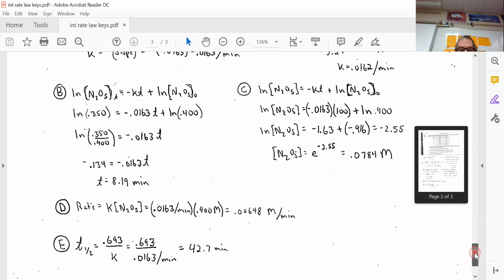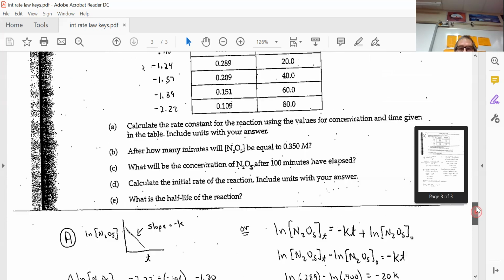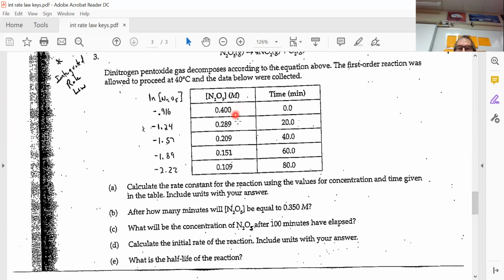The last question was a half-life question, and with first order, that's quite easy. Just plug into this equation, and I get 42.7 minutes. Does that make sense? Well, it goes from 0.4 to 0.209 in 40 minutes, so just beyond that, 42 minutes seems to be a plausible answer. It's good to check the plausibility of your answers to make sure they're reasonable.